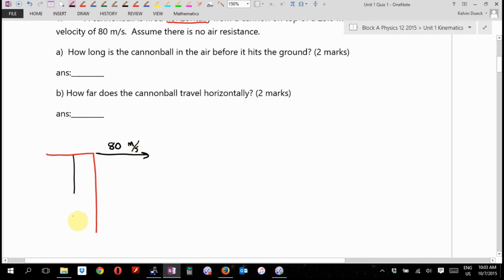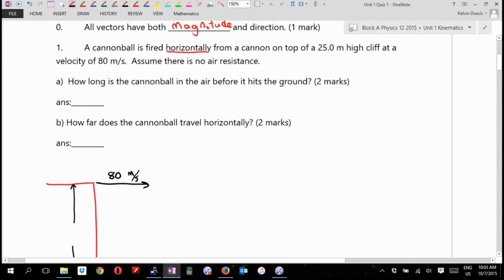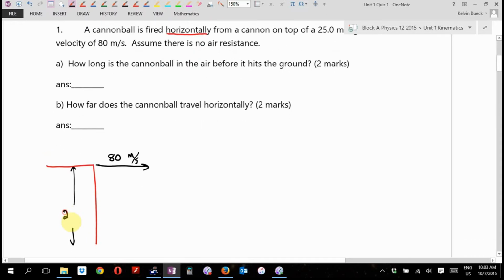Did they give me the range or did they give me the height? Oh, they gave me the height, which means it's going to be a little more work, and I know I'm going to spend most of my time finding time. The height is 25 meters. Is this a projectile? It is? Well, then I'm going to start out doing a T-table.